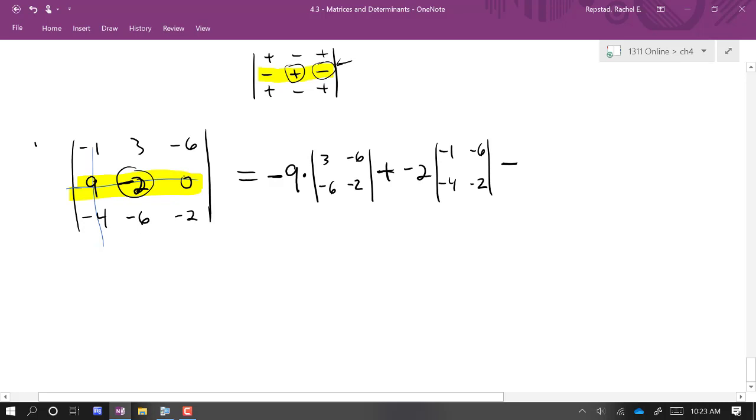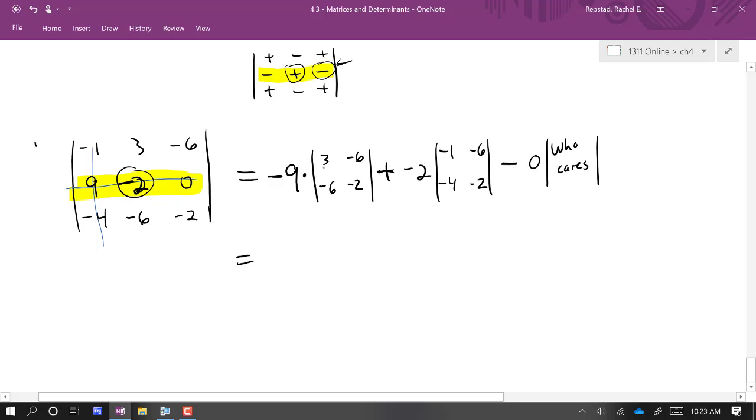And then my last sign is negative, so minus. My last entry is 0 times the determinant of, who cares? I'm not even going to write it down because I'm multiplying it by 0. The whole point of picking a row with a 0 is that I don't have to find that other minor, okay? So the rest of this is computation.